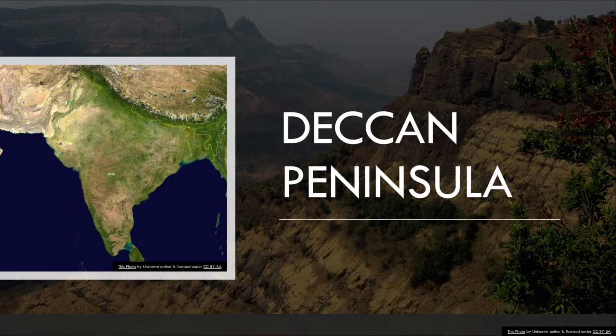Now we have India. That giant triangle that is sticking into the Indian Ocean is the Deccan Peninsula, named for the large plateau in the central part of India known as the Deccan Plateau. So to you, this would look just like India. When we start studying Asia, you will learn a lot more about this country. But this is the Deccan Peninsula.